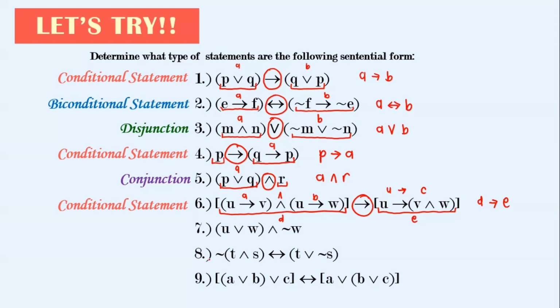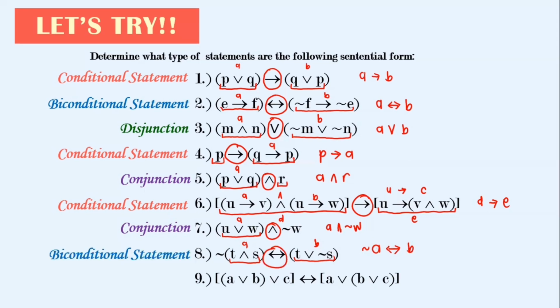Okay, and number 7, UV. So, UW, magkasama sa isang parenthesis. Let's say yan yung A mo. Okay, so we have A and negation ni W. So, ang pinaka-ginamit na operator ay yung "and" natin. So, this is conjunction. Next, number 8. Ito naman, let's say ito yung A mo. Ito yung B. So, therefore, yung negation ni A, if and only if B. Okay, so ang ginamit nating operator ay if and only if. So, this is biconditional.